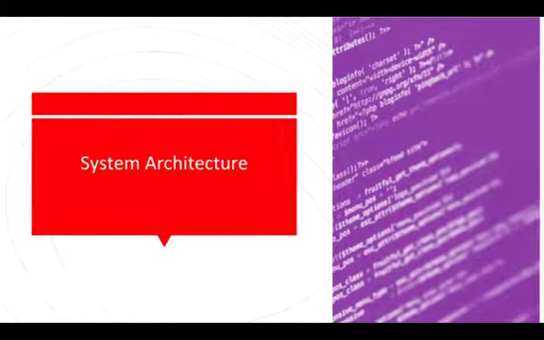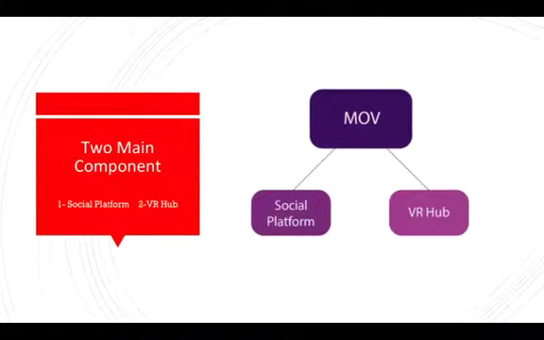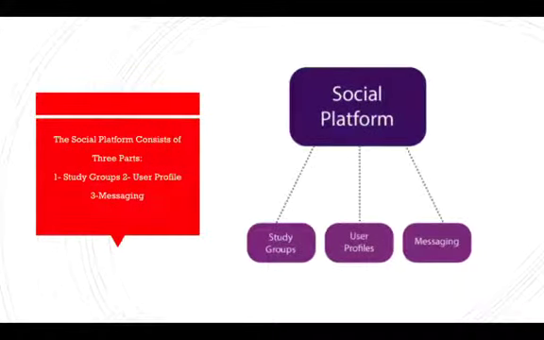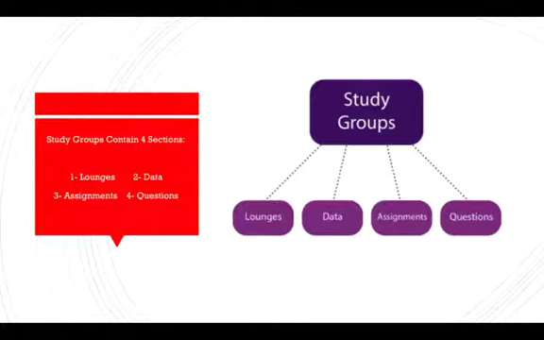System architecture. Two main components: social platform, VR hub. The social platform consists of three parts: study group, user profile, messaging. Study groups contain four sections: lounges, data, assignments, questions.